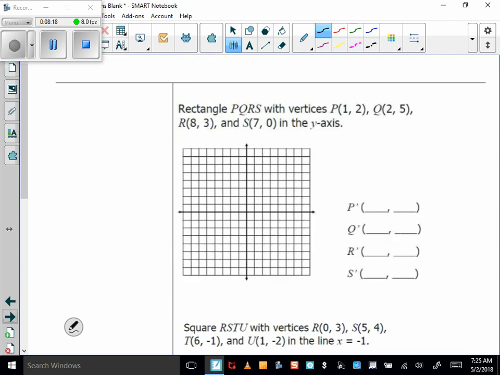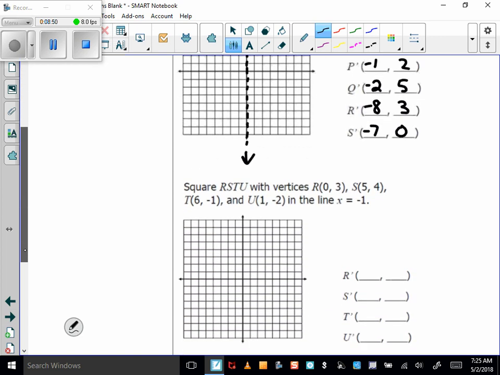Okay, let's look at the next one. This is a rectangle, so even more points. We're reflecting in the y-axis. So here's our line of reflection. So you're going to want to graph the pre-image. The image vertices are going to be -1, 2, -2, 5, -8, 3, -7, 0. You can pause here and do these, or you can write down all the answers and then come back when I stop this video and do it.